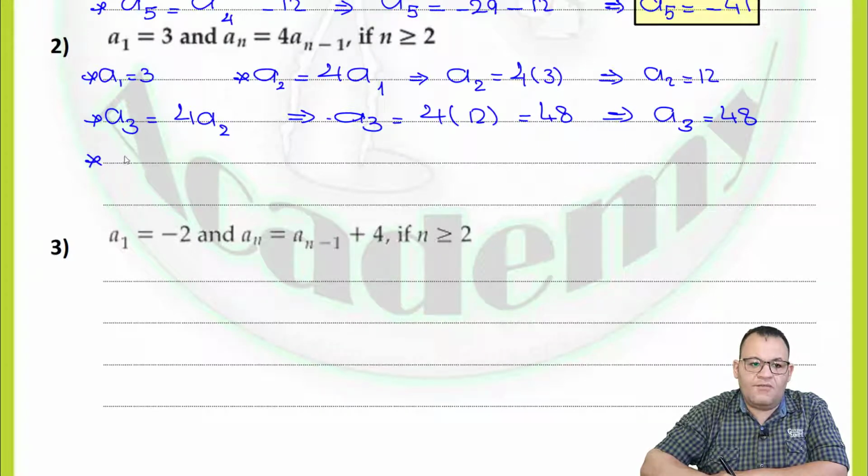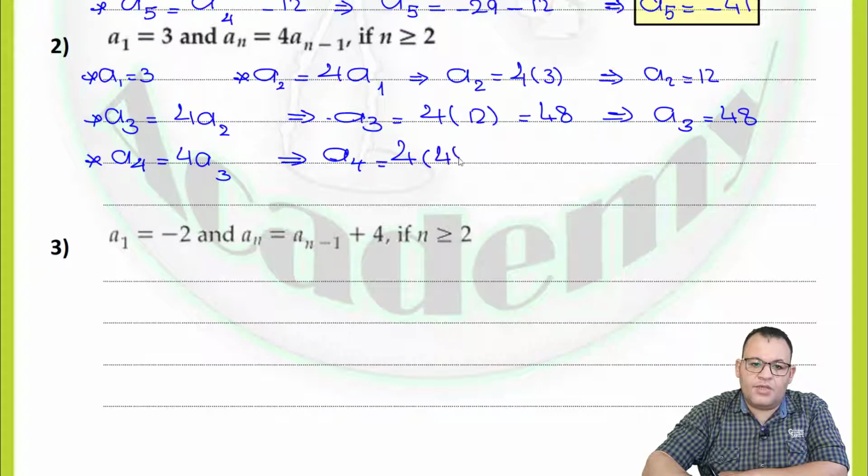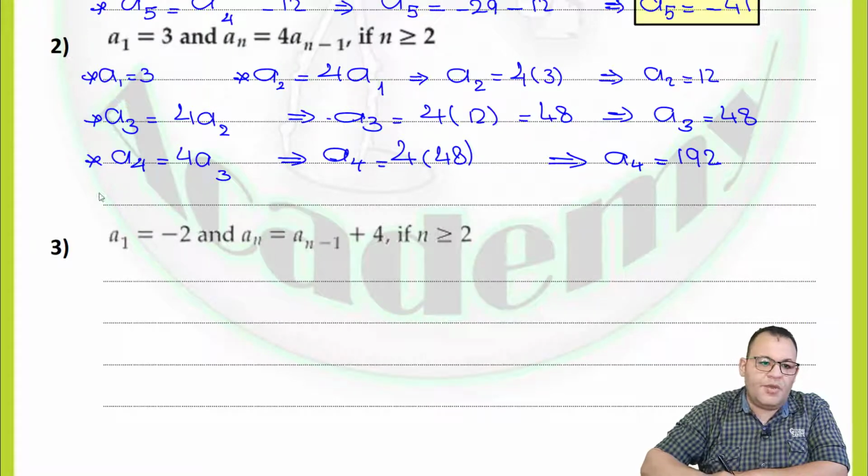Now we need to find a4. We can use the same formula, which is 4an minus 1. We said n is equal to 4, so instead of n, I replace it with 4. 4 minus 1 is equal to 3. Now by substitution, a4 is equal to 4 times a3, which is 48. 4 times 48, then a4 is equal to 192. Now we can find a5.